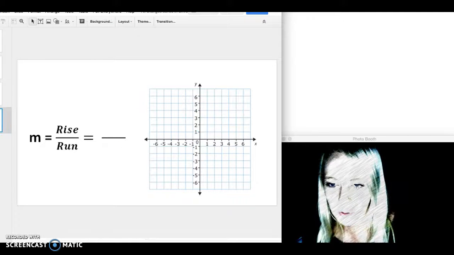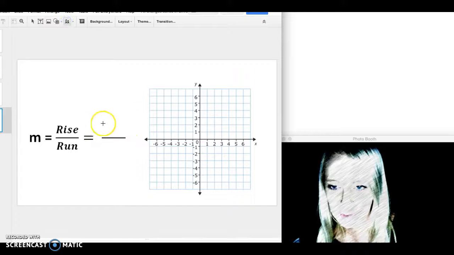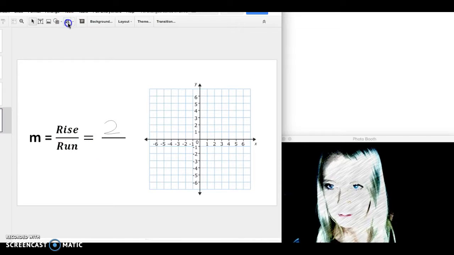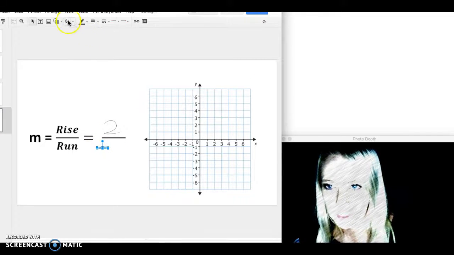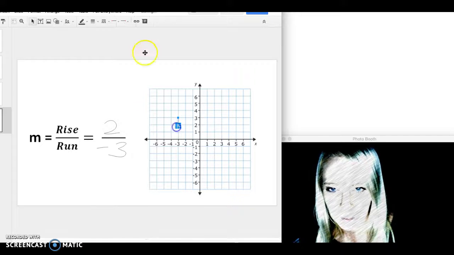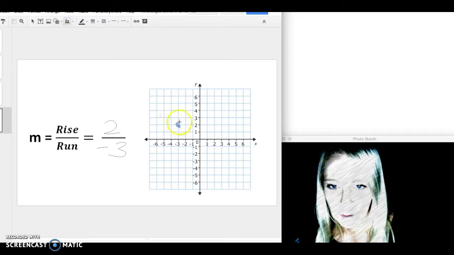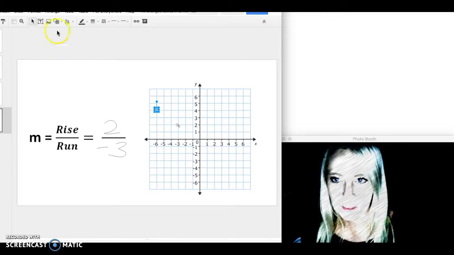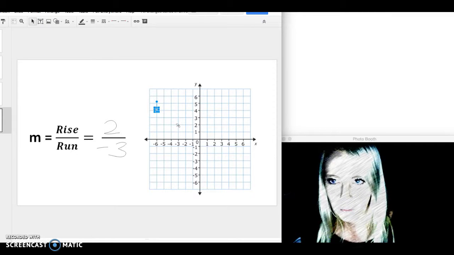In our second example, let's make one of them negative. Let's have a slope of 2 over -3 so we can see the difference between the two. I'm going to start at my origin. I'm going to rise +2, but I'm going to run -3. Graph my point. I'm going to rise +2 and run -3.